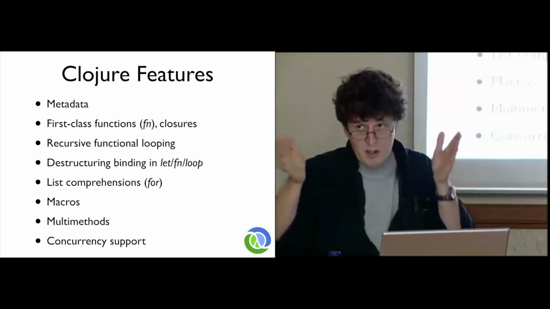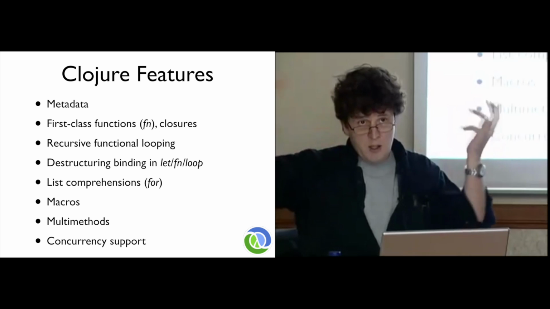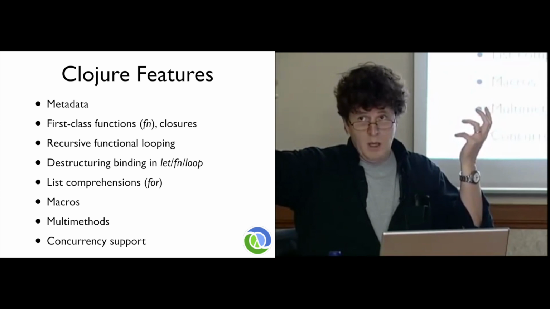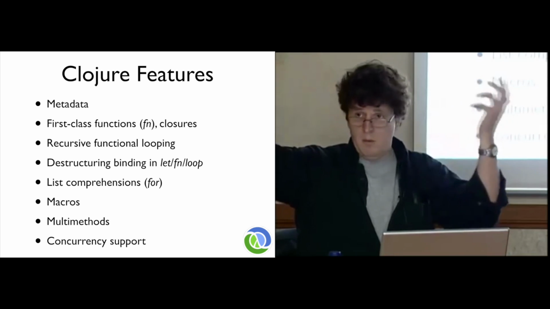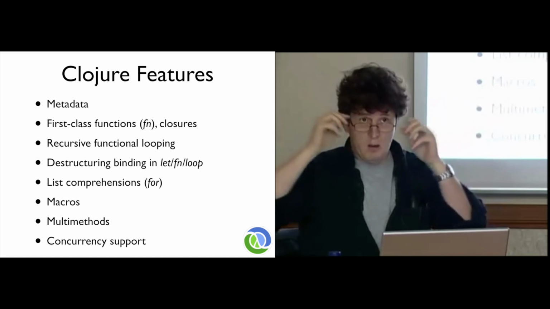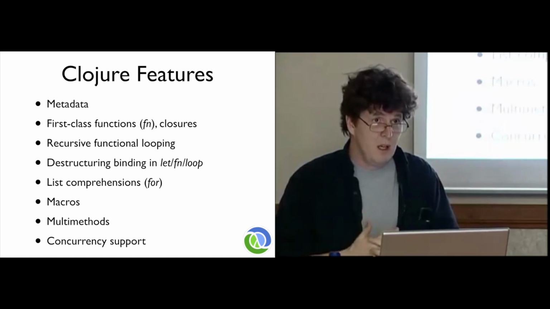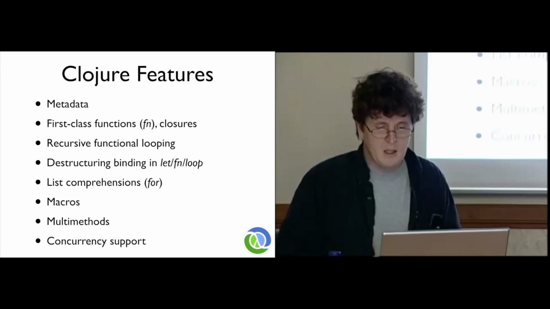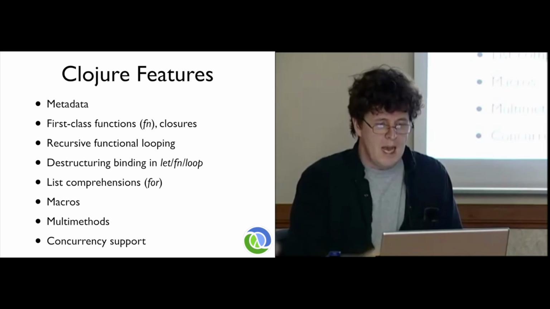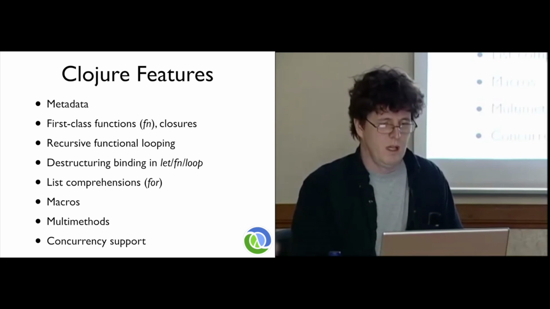In particular, because it's independent of inheritance, it allows you to divide up your data space into multiple hierarchies, which is typically hard, to have multiple taxonomies in a single program. That's easy in Clojure. And Clojure has concurrency support, which we're going to hear a lot about.